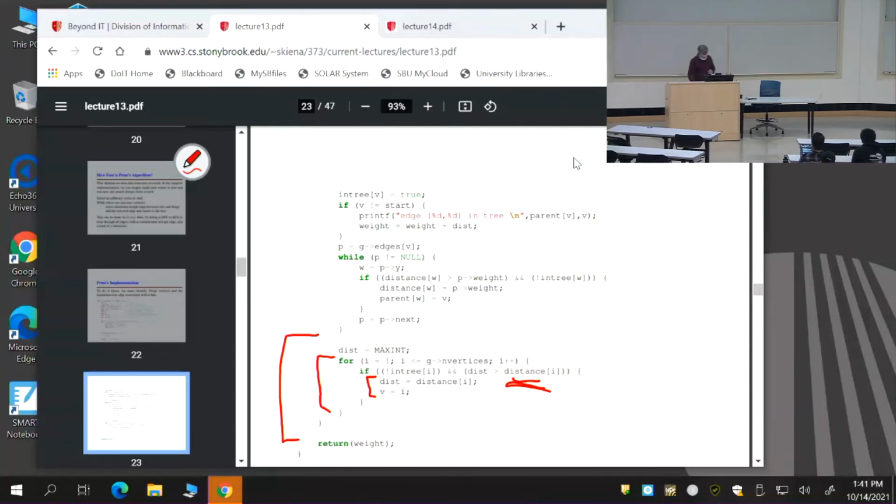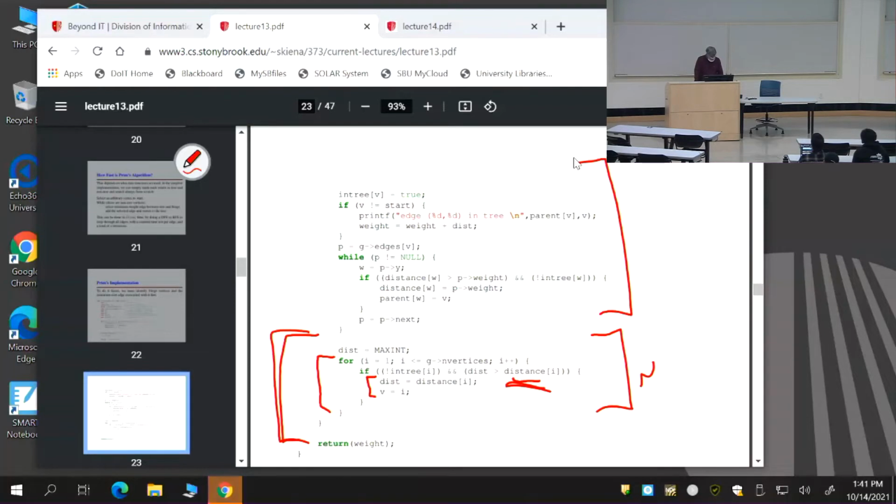So what is this doing? Up here we had a data structure we were updating. Over here, we're now going to find the next vertex V to add. What's the cost of this part down here? What is the cost of this time? O of n.